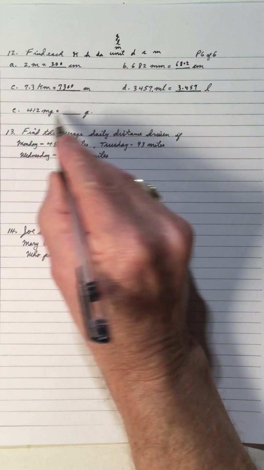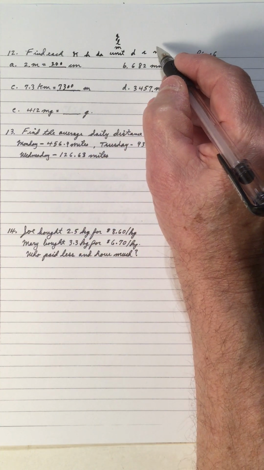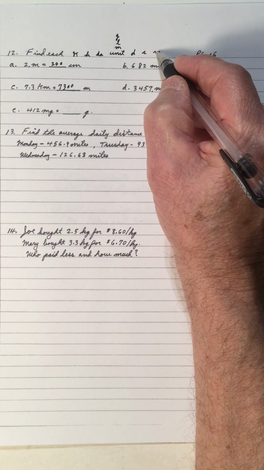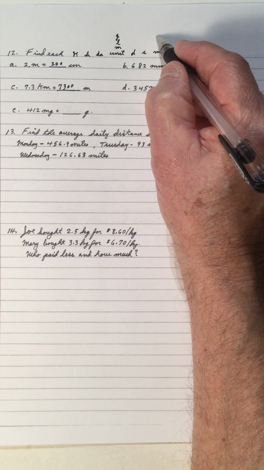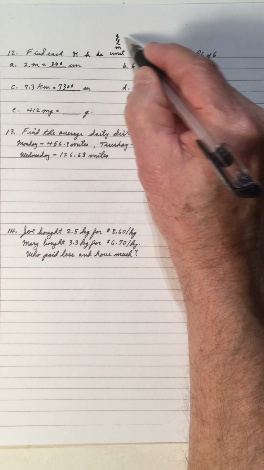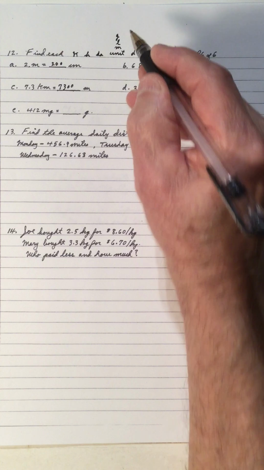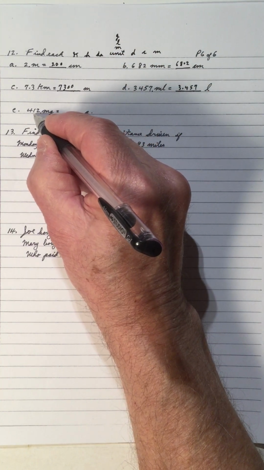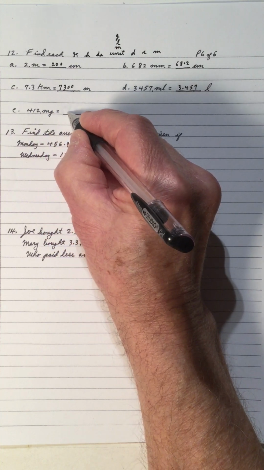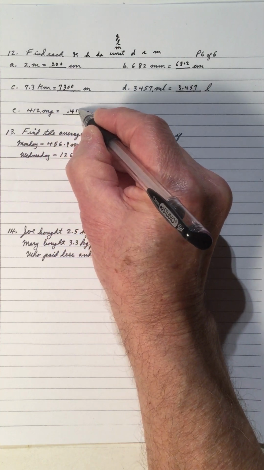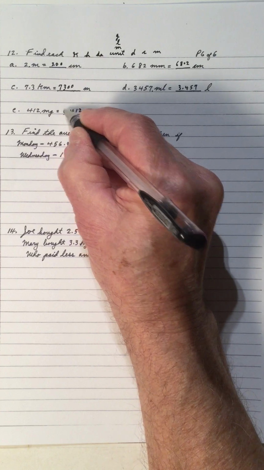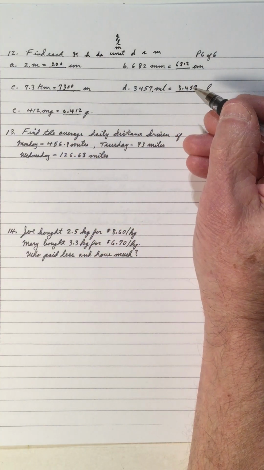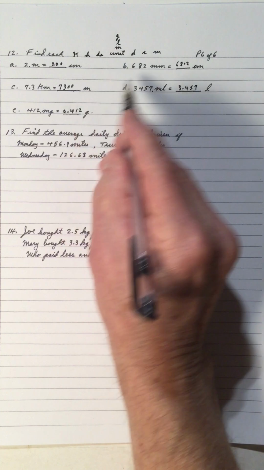So we have milligrams to a gram. There's a milligram right here, going to a gram here. So that's 3 places. So it's 1, 2, 3. So it's 0.412. I'm going to put 0.412. That's the way I do it.